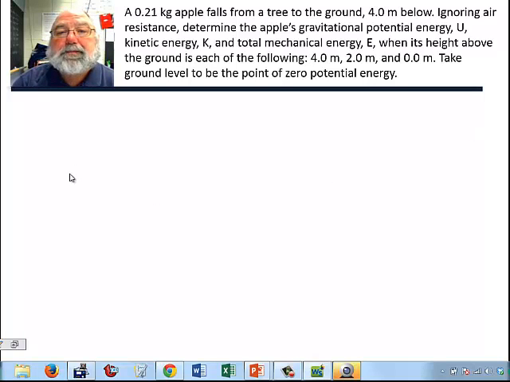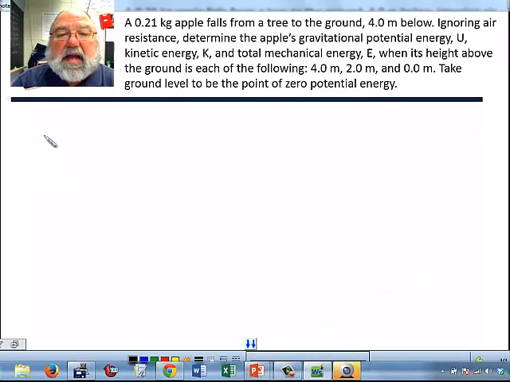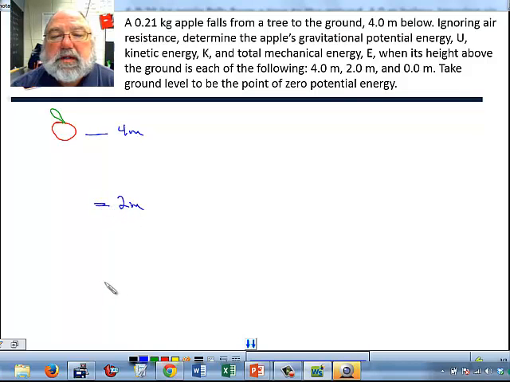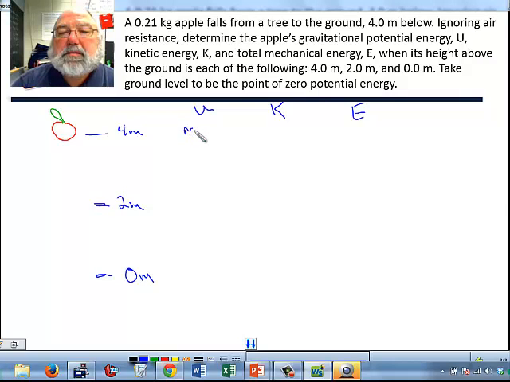Let's go ahead and draw a picture though. So we have our apple. I guess I better make that red since it's an apple. And give it a leaf. It is starting from 4 meters, and we want to know what's going on at 2 meters and at 0 meters. I'm going to make a little table: U, K, and E.